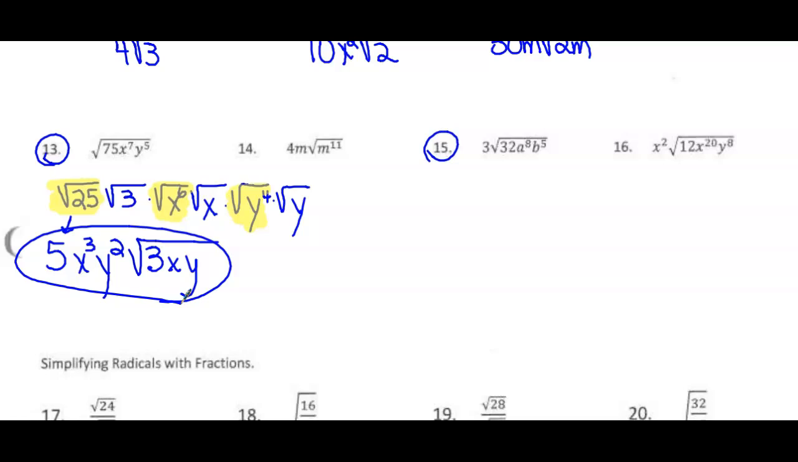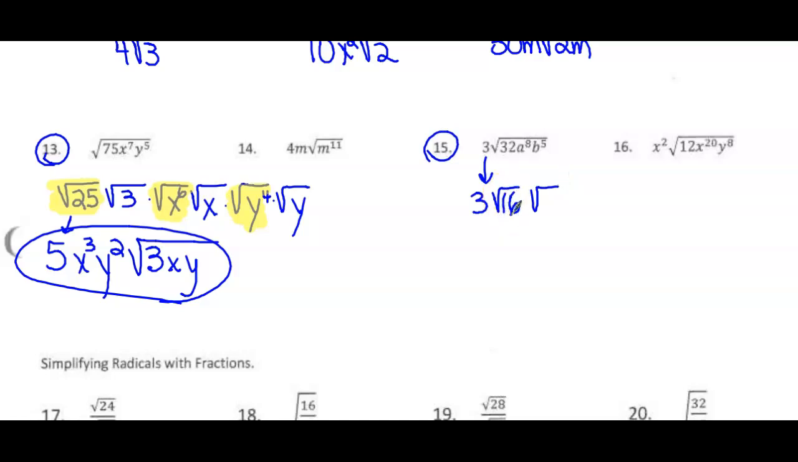One more of these kind, then we'll do some fractions. Number 15. I see the 3 on the outside. 32. 32 is not a perfect square. So I need the biggest perfect square factor in 32. The more that you do these, the faster these factors will come to you. The biggest perfect square factor in 32 is 16.